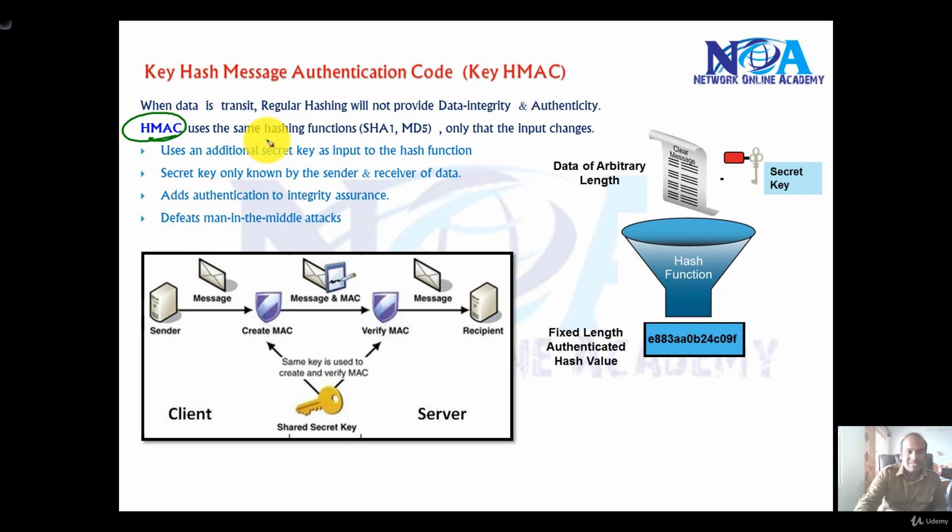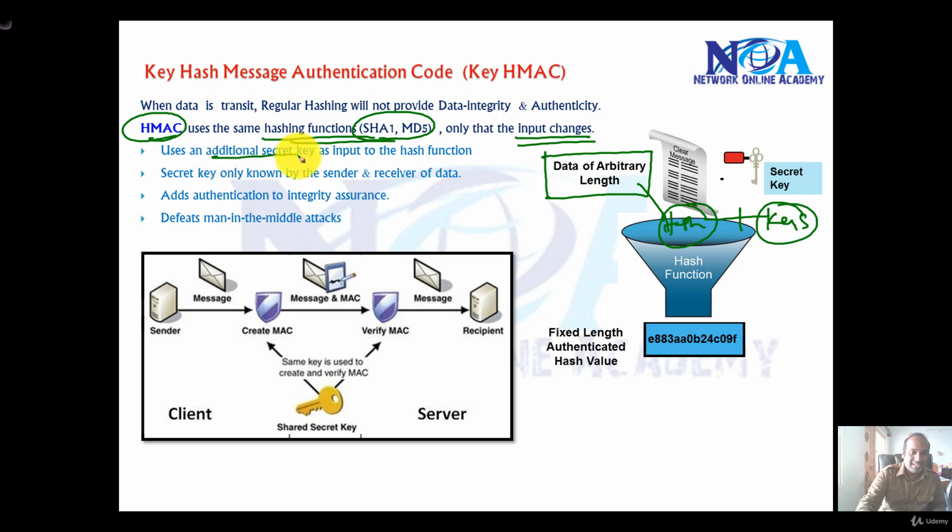Keyed HMAC uses the same hashing algorithms, like SHA-1 or MD5, but only the input changes. We use the same data and some hash function, and this hash function is combined with a key. We call it a secret key because this key is only known to the sender and the receiver.